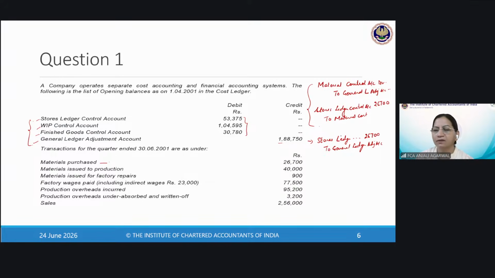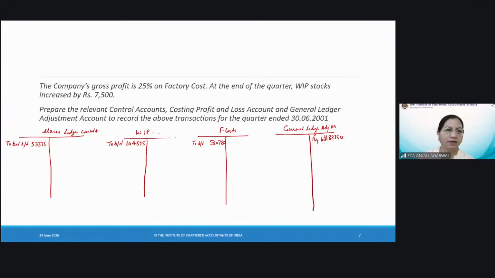$26,700. So when you paste this entry in your accounts, both the accounts are impacted. Stores ledger is debited by general ledger 26,700. So already there was raw material kept in the stores for 53,375. And now you have brought another raw material 26,700. We have debited, simultaneously we will credit it by stores 26,700.